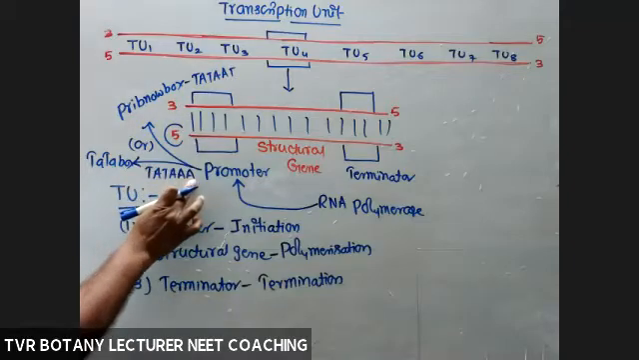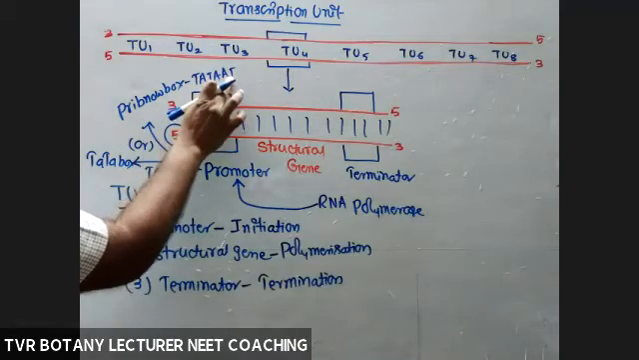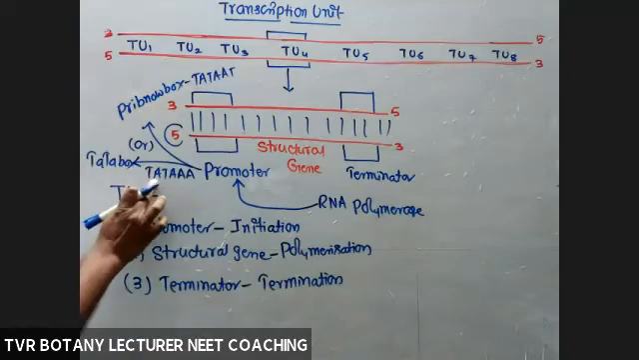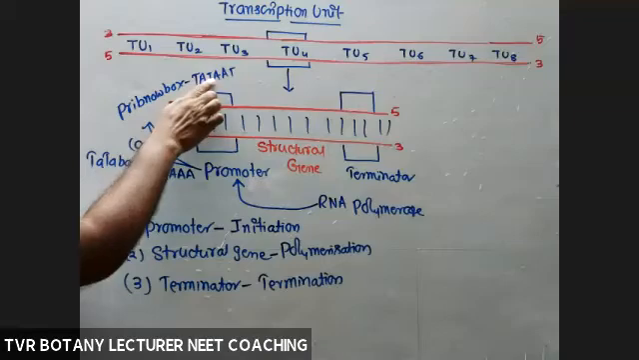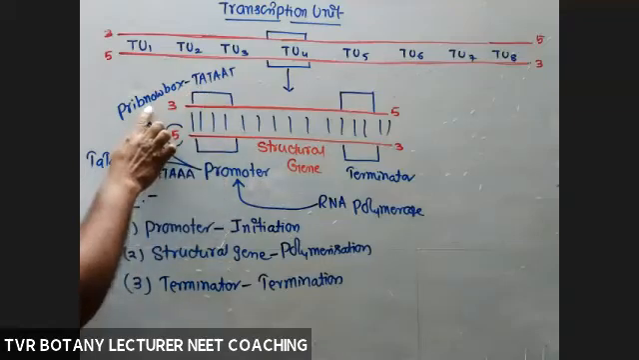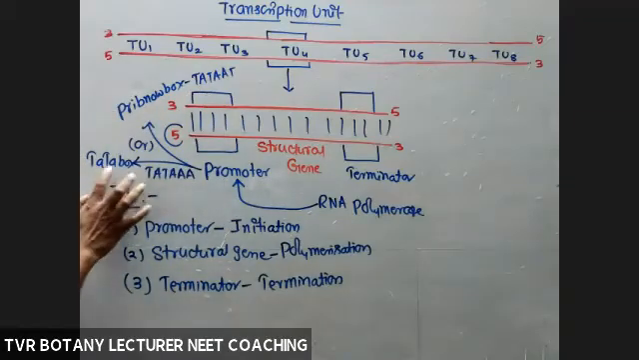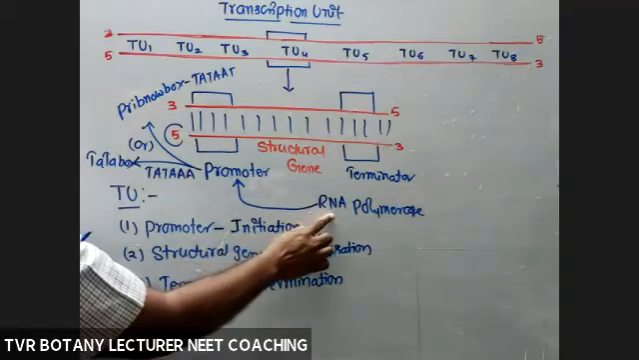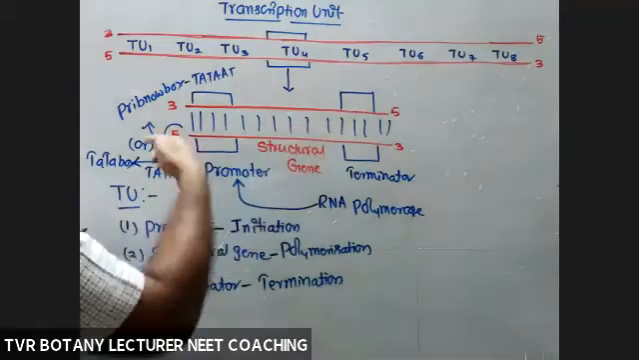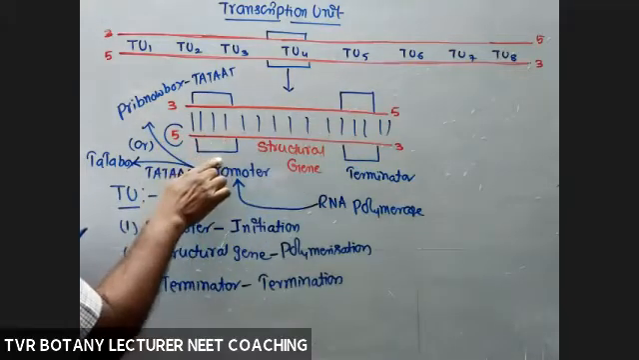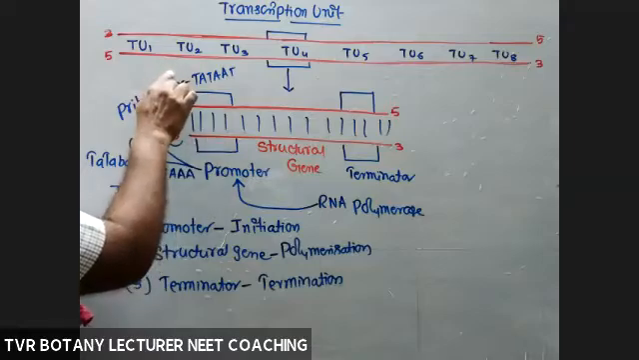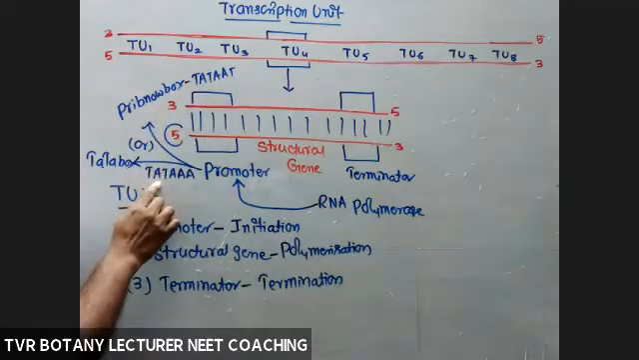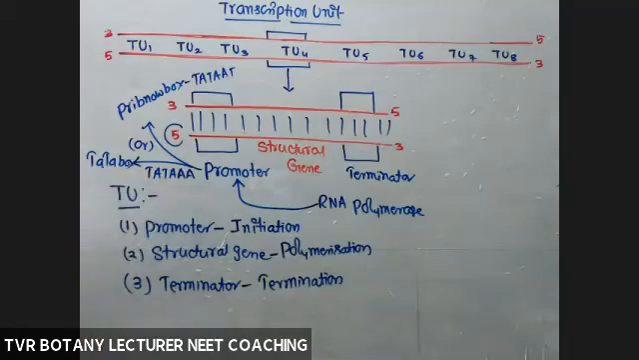TATAAT, Pribnow box. TATAAA, TATA box. The Pribnow box sequence of promoter is present in prokaryotes. The TATA box sequence is present in eukaryotes. So RNA polymerase is able to move along the length of the DNA and able to locate this sequence in the case of prokaryotes. In the case of eukaryotes, this sequence.